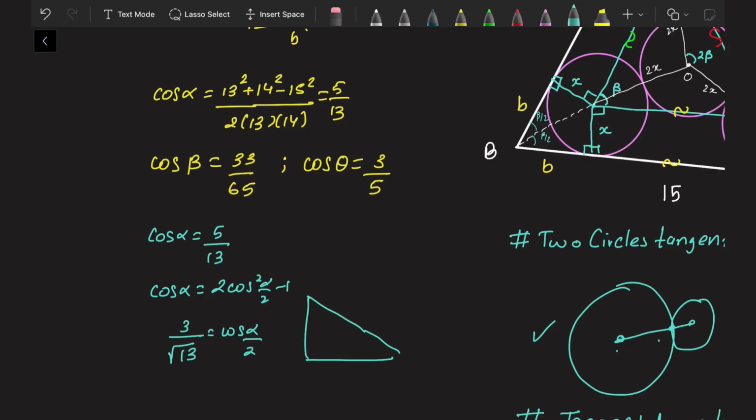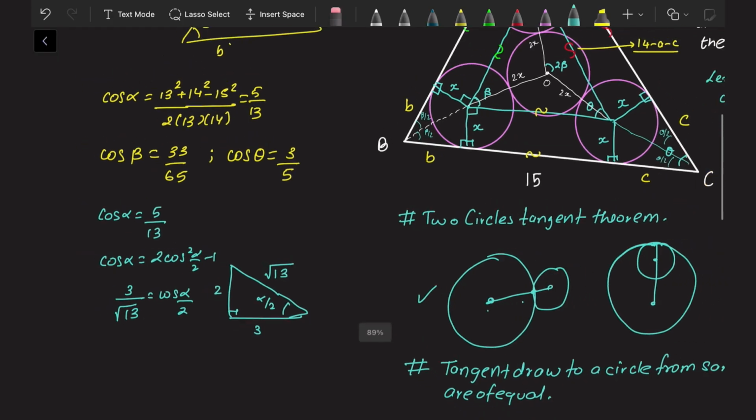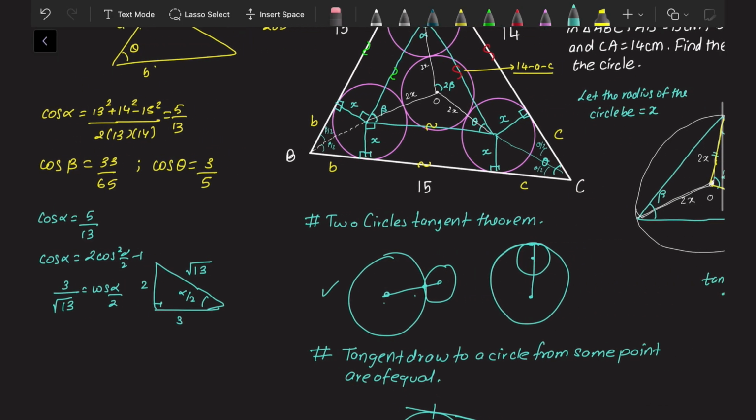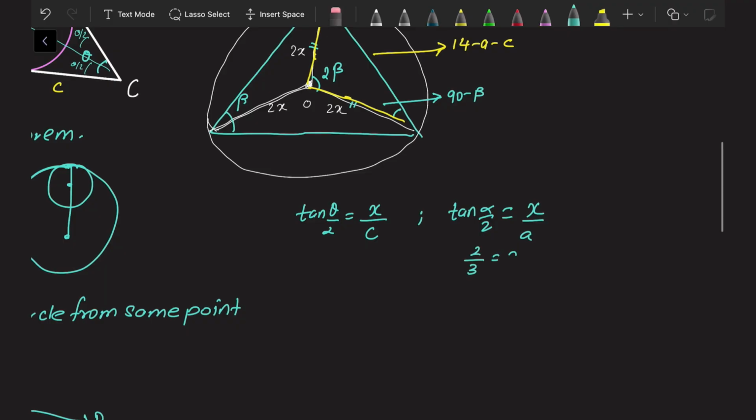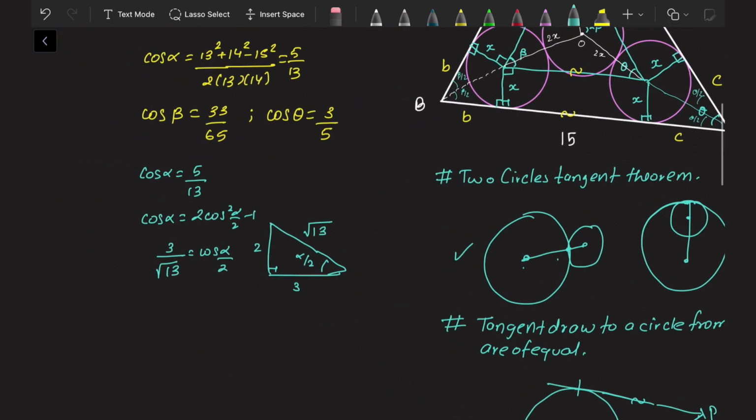Means we have a right angle triangle like this. This angle is equal to alpha by 2. The base is 3. The hypotenuse is square root of 13. So 13 minus 9 means the height is equal to 2. So the value of tan alpha by 2 will turn out to be 2 by 3. So this can be compared with 2 by 3. So 2 by 3 is equal to x upon a. So the value of a turned out to be 3x by 2. Nice. Now moving back over here.